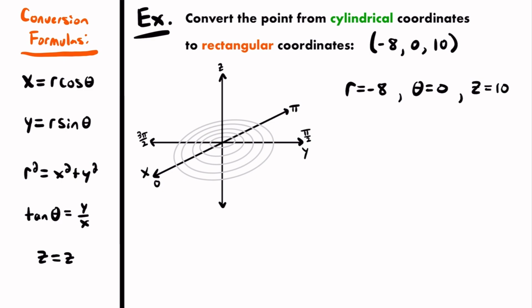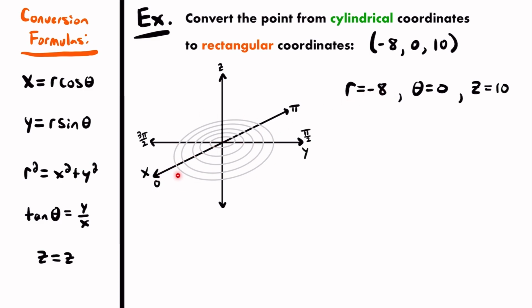Now, when you do these problems, it can be helpful to know where your point is located generally in the 3D coordinate system or in your cylindrical coordinate system. What I mean by that is just be aware of what quadrant and octant your point is located in. So in this case, if our angle is 0, we're going to be along this angle right here, but our radius is -8.